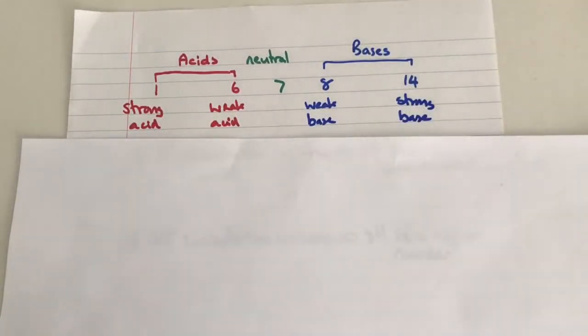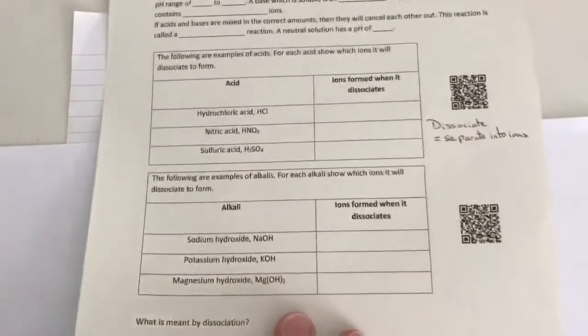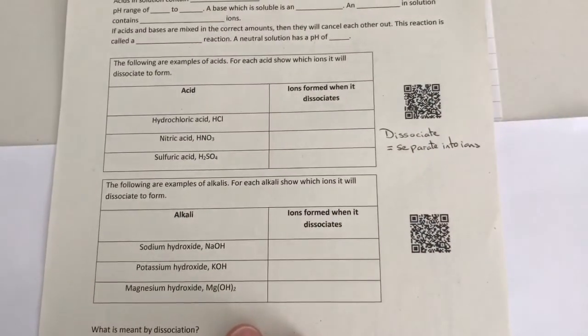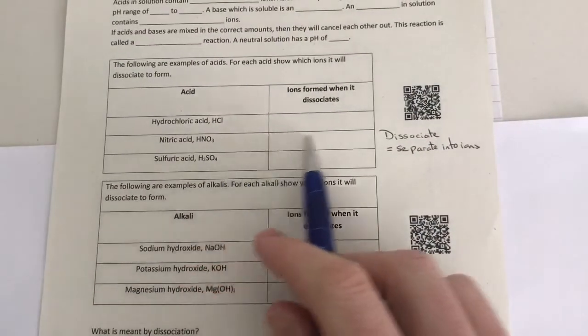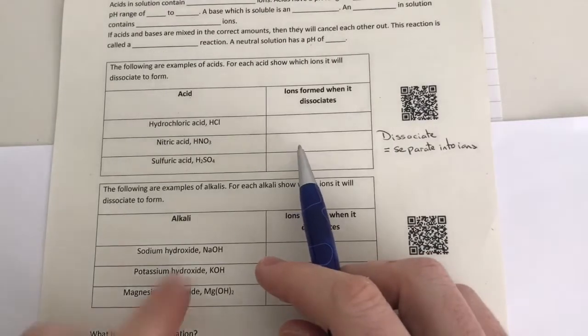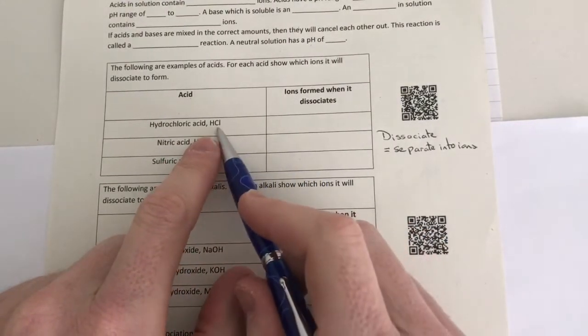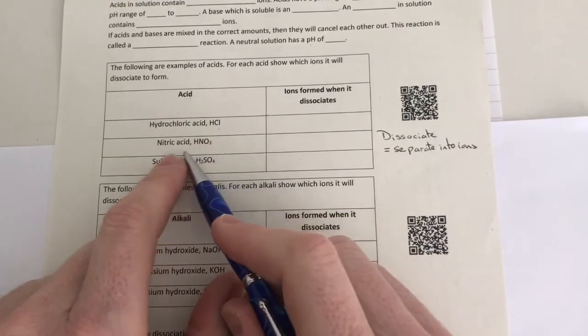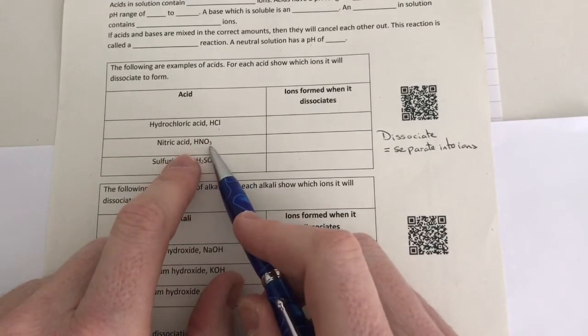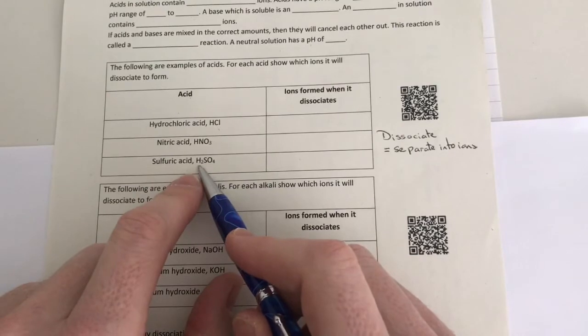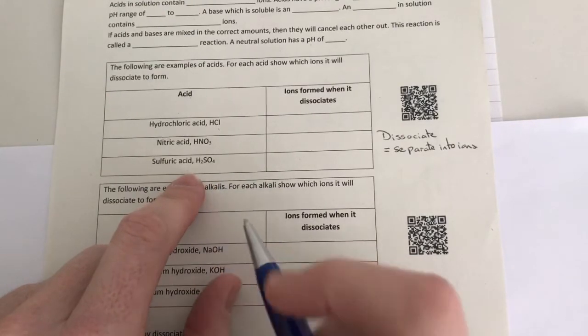Okay, let's have a look then a little bit more at each of these in turn. Let's take the acids first. And what I'm going to do here is use the notes from your workbook to help me. So in your workbook you have this table, and this table is giving you some examples of some common acids. So here we've got hydrochloric acid, HCl, nitric acid, HNO3, and sulfuric acid, H2SO4.